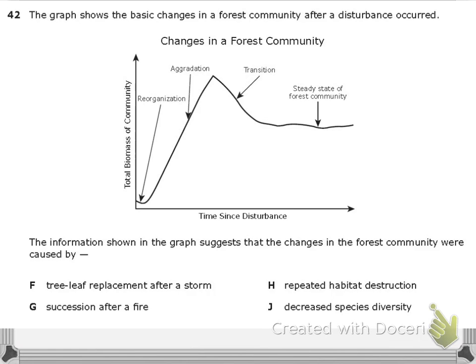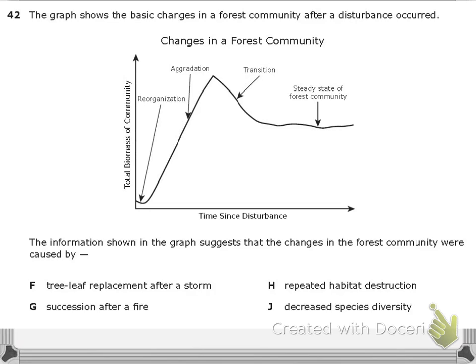Alright, we're going to go over question 42. I suggest pausing and going over this real quick, otherwise we're going to get rolling. Alright, the graph shows the basic changes in a forest community after a disturbance. Something happened. Alright, so let's quickly go over this graph so we know what's up.